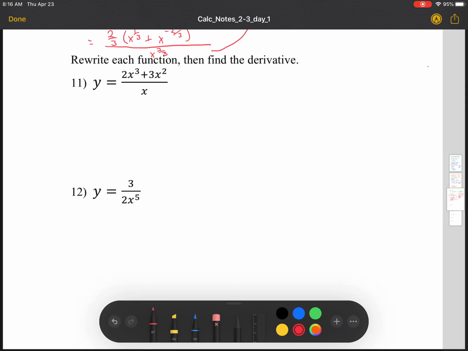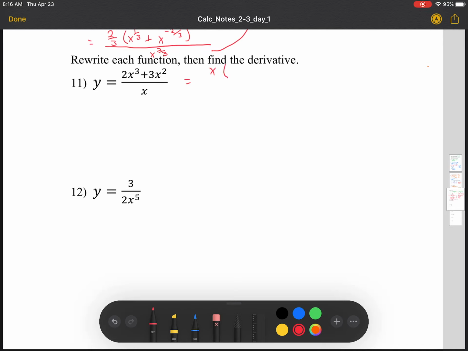Okie dokie. Moving to 11, they want us to rewrite each function and find the derivative. So rewrite each function. They want us to simplify it before we do anything, before we get any crazier. Think about how we did our quotient rule stuff. We want to simplify this. You might not want to simplify it the most you can, but you want to simplify it so you can manipulate it the fastest.